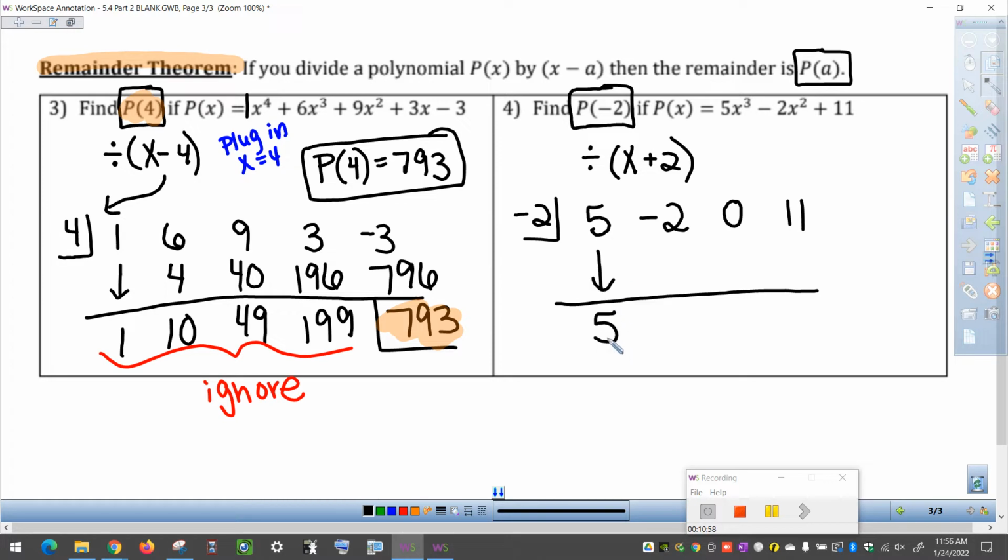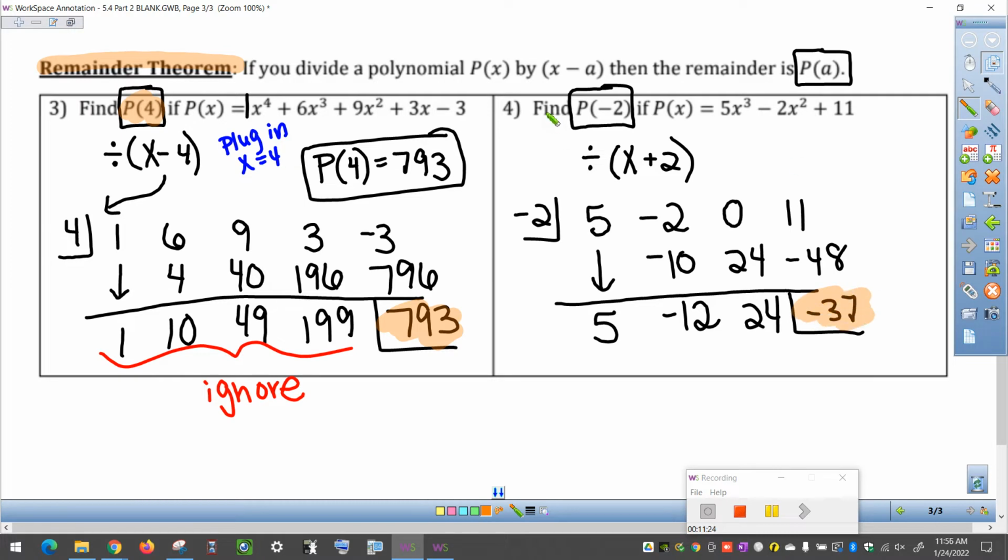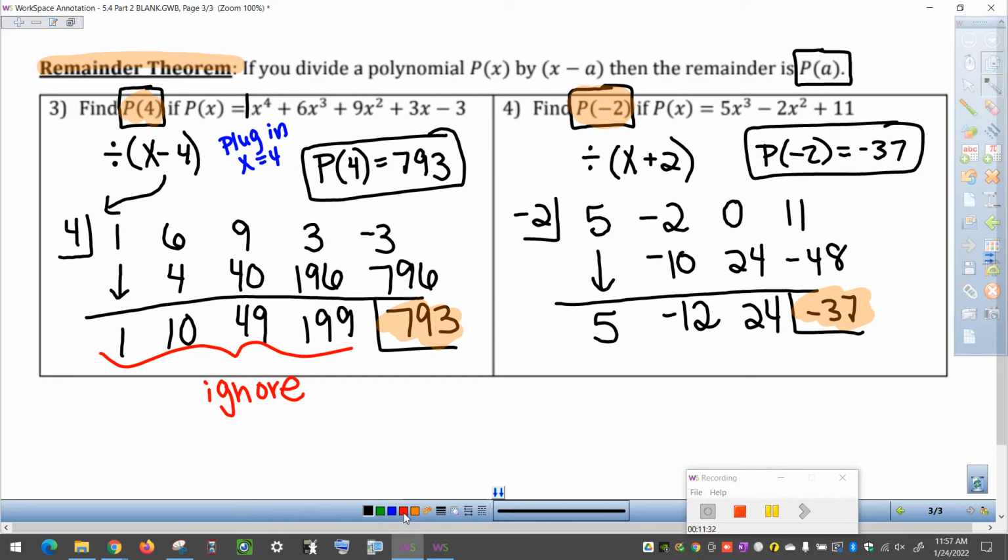We're going to go through our division process, bring down the 5, multiply it by the number in the box to get negative 10, add the column. Negative 12 multiplied by negative 2 is positive 24, add the column. And then 24 times negative 2 is negative 48, add the column here, and we get negative 37. That is our final answer there. So we're going to say that the answer to P of negative 2 is equal to negative 37. And just as we saw before, you can actually ignore these values out in the very front.